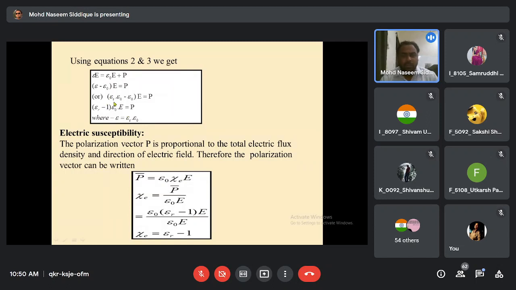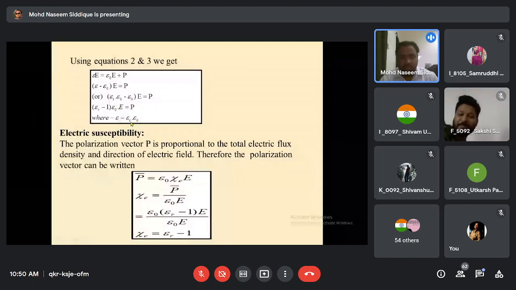Relative permittivity is nothing but the dielectric constant. Epsilon R epsilon naught E minus epsilon naught E is equal to P, after simplifying the equation. Hence, we get the relation P is equal to (epsilon R minus 1) epsilon naught E, where we put epsilon equal to epsilon R, the relative permittivity, times epsilon naught. Now, it is just mathematics.